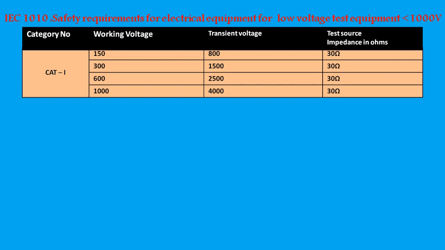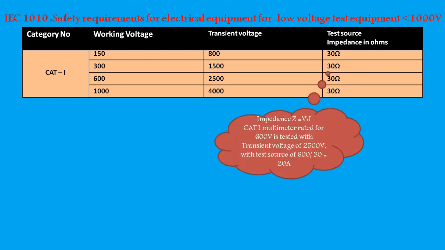For example, a multimeter certified as 600 volt should withstand 2500 volt transient voltage for 20 repetitions with a source impedance of 30 ohms. So it should withstand a current of 600 by 30, that is 20 amps. How does this come? What is the formula for impedance? Z equal to V by I. So we know Z and we know V, and what is I? I equal to V by Z. So it comes to V, working voltage 600, and Z, source impedance, that is 30 ohms. So the answer is 20 amps. So it should withstand 20 amps current.